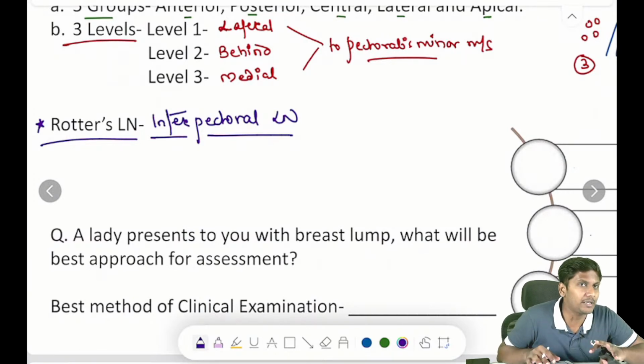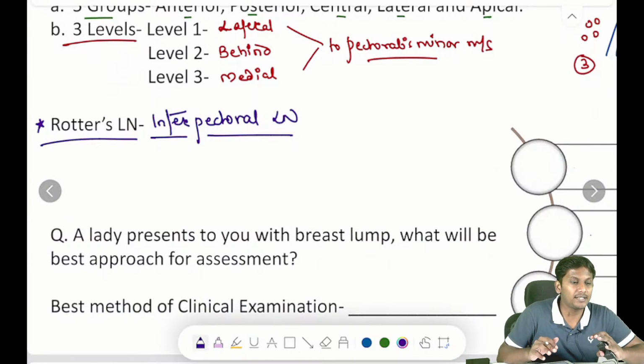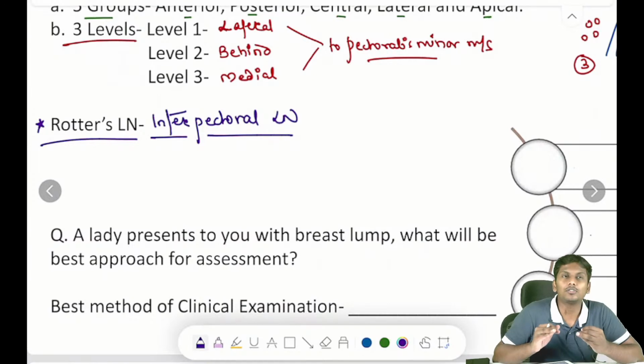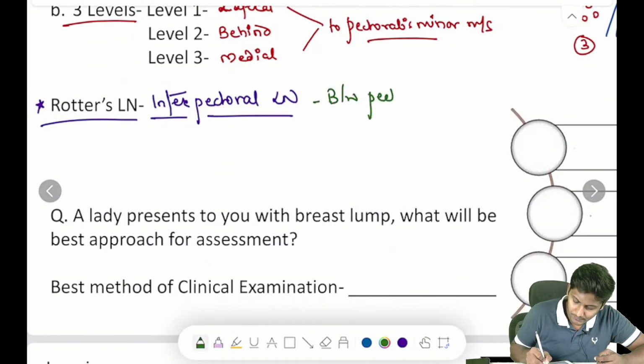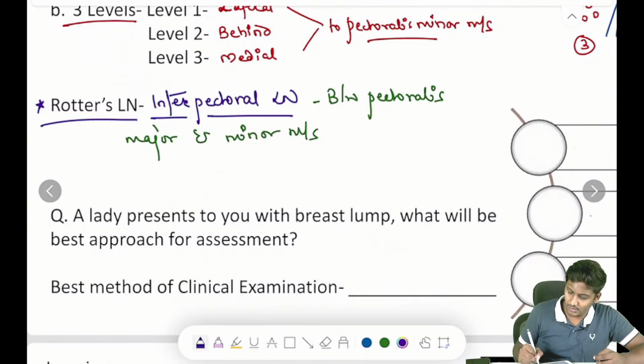As these lymph nodes are present between the pectoralis minor and major, can anybody tell me which level of lymph nodes these will be? Level 1, 2 or 3? These are interpectoral lymph nodes, present between the pectoralis major and the pectoralis minor muscle. That has to be remembered.